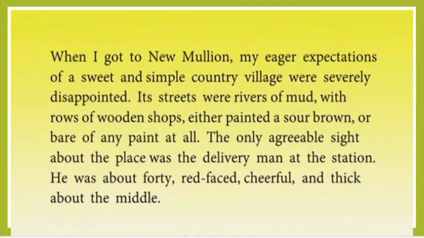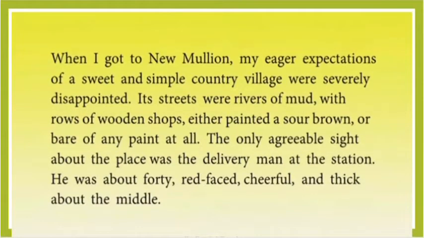So there was one sight he was very happy to see. What was that? He saw a delivery man at the station. He was about 40, red faced, cheerful, and thick about the middle. Now the narrator is giving the description of the delivery man. His age was 40, his face was red and he looked cheerful. Thick means he was fatty. So the narrator was happy to see the delivery man at the station.